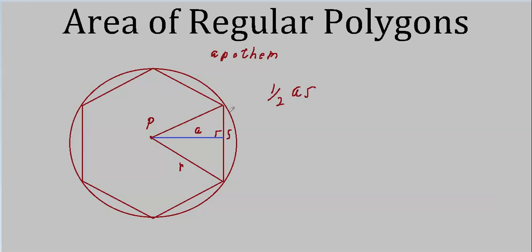Of course, most of the time, they're not going to make it easy for us and give us everything we need to know. They'll probably give us S and maybe the radius. Suppose we had that, then what would the apothem be? Well, we just use Pythagoras' theorem. If we knew S and R, well, remember this side is only half of S, so this would be S over 2.